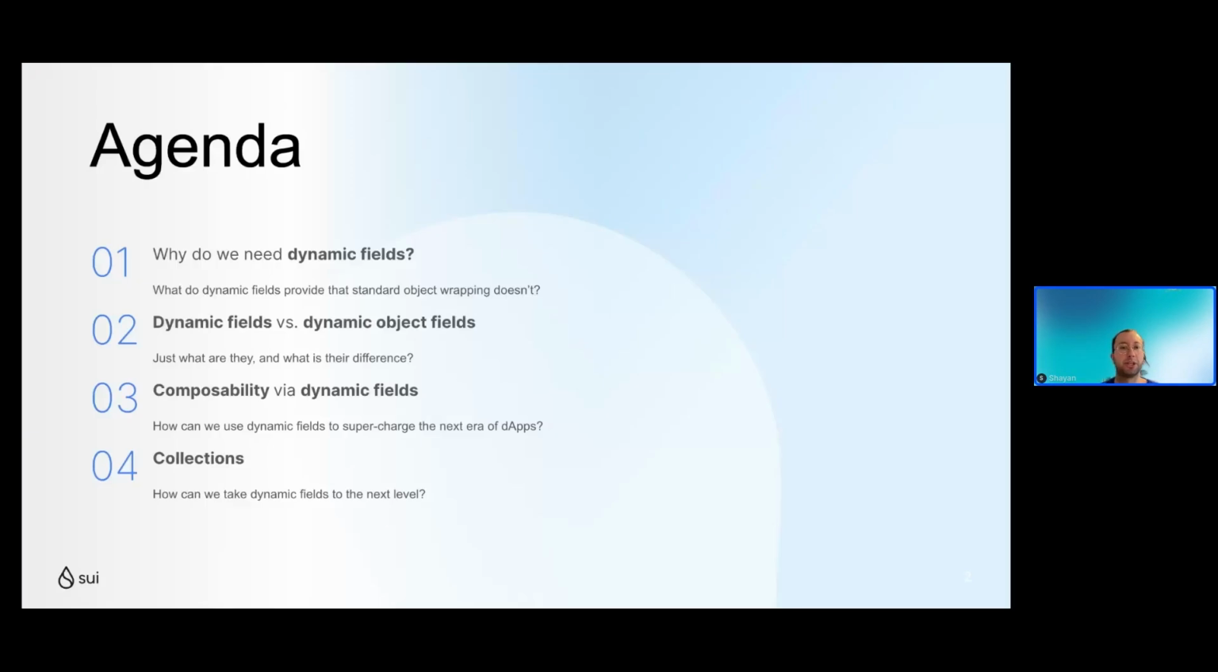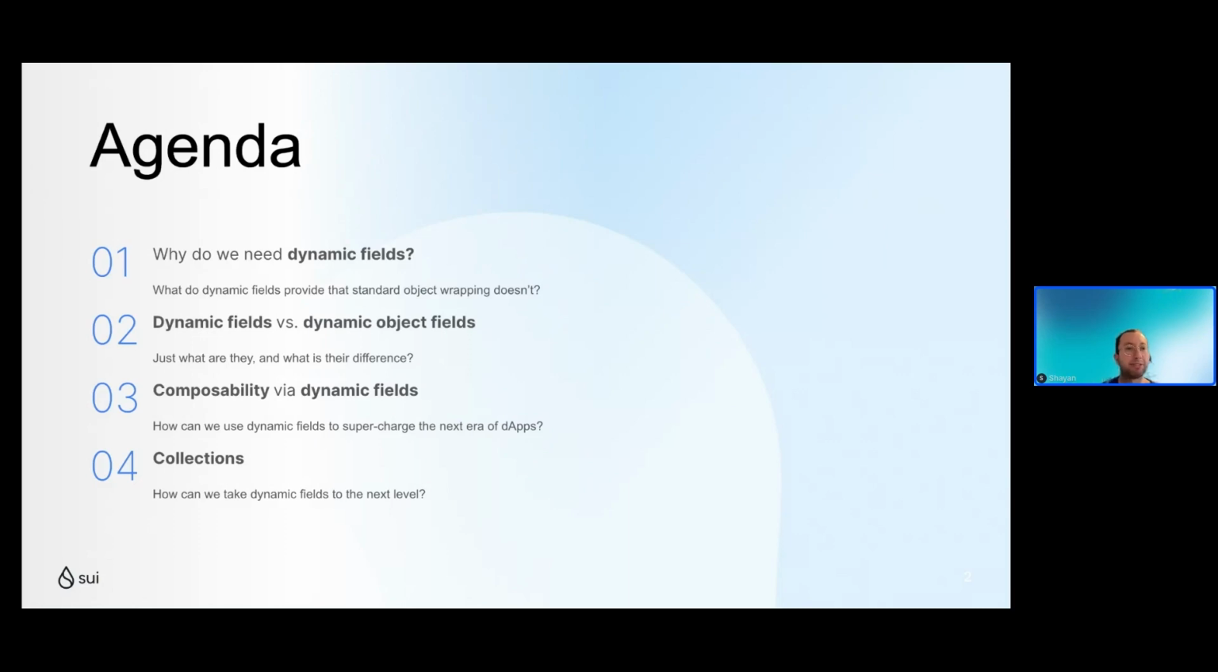So our agenda for the day is the following. Why do we need dynamic fields? Dynamic fields exist because there are, I want to say, some shortcomings in existing code. Then, how can we use dynamic fields where object wrapping fails?